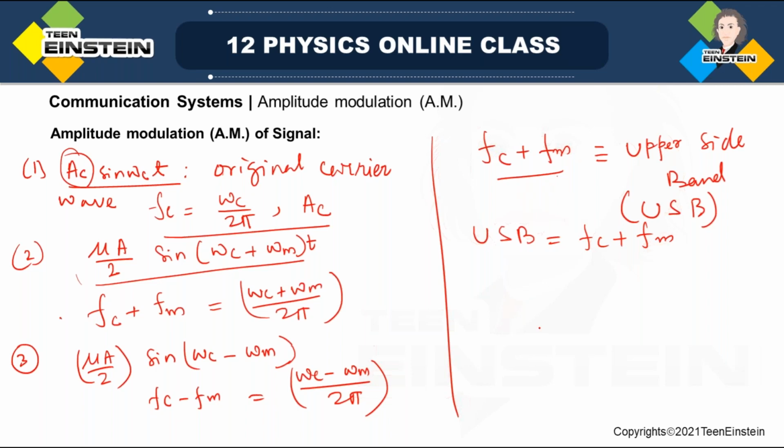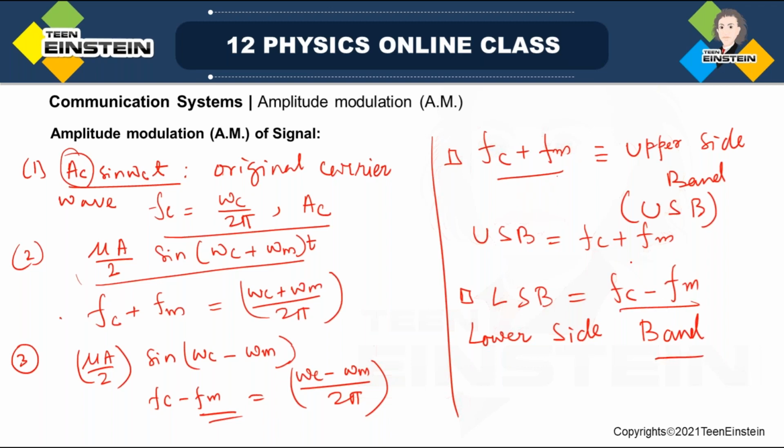Now what is the name for this particular frequency? This also has a name. This is called LSB, that is lower side band. I'm writing LSB, lower side band, fc minus fm.